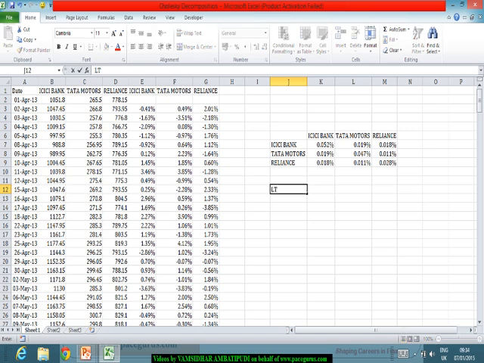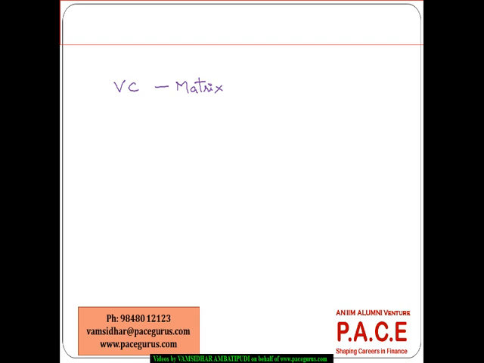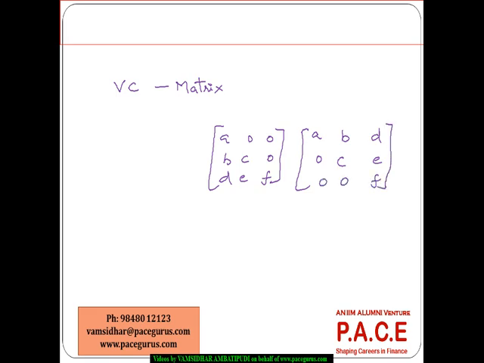One is a lower triangle matrix and the other one is an upper triangle matrix. The lower triangle matrix is nothing but a matrix which has zeros in the upper part of the triangle. So this is my lower triangle matrix. And the same way I take my upper triangle matrix: A, B, D, 0, C, E, 0, 0, F. So this is my upper triangle matrix.